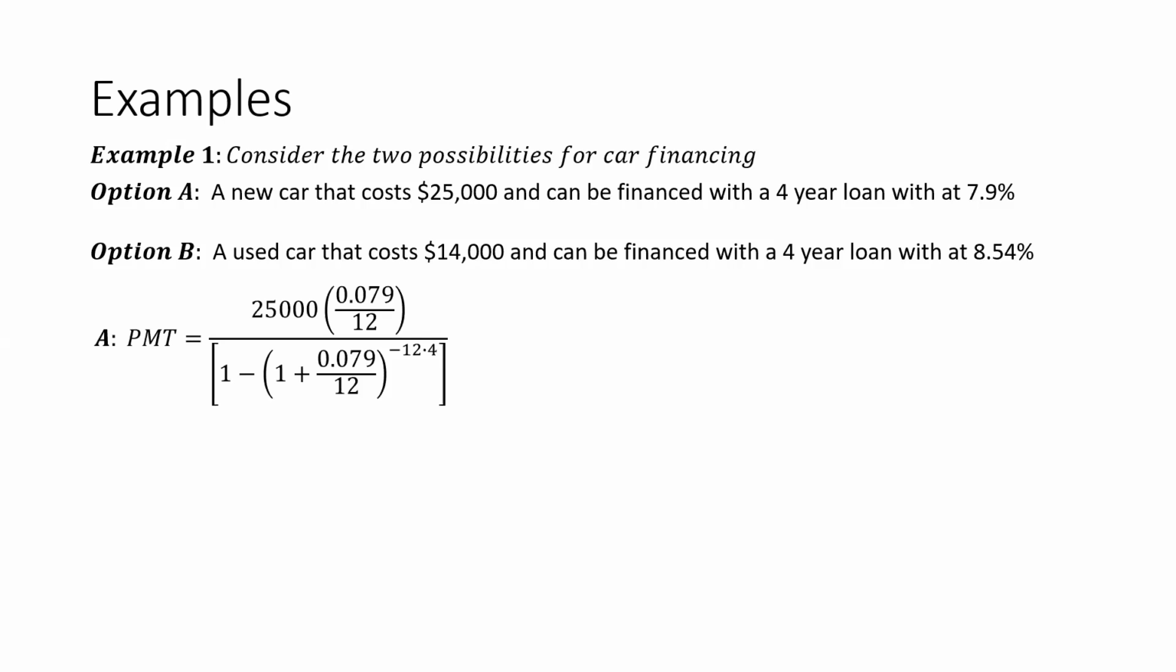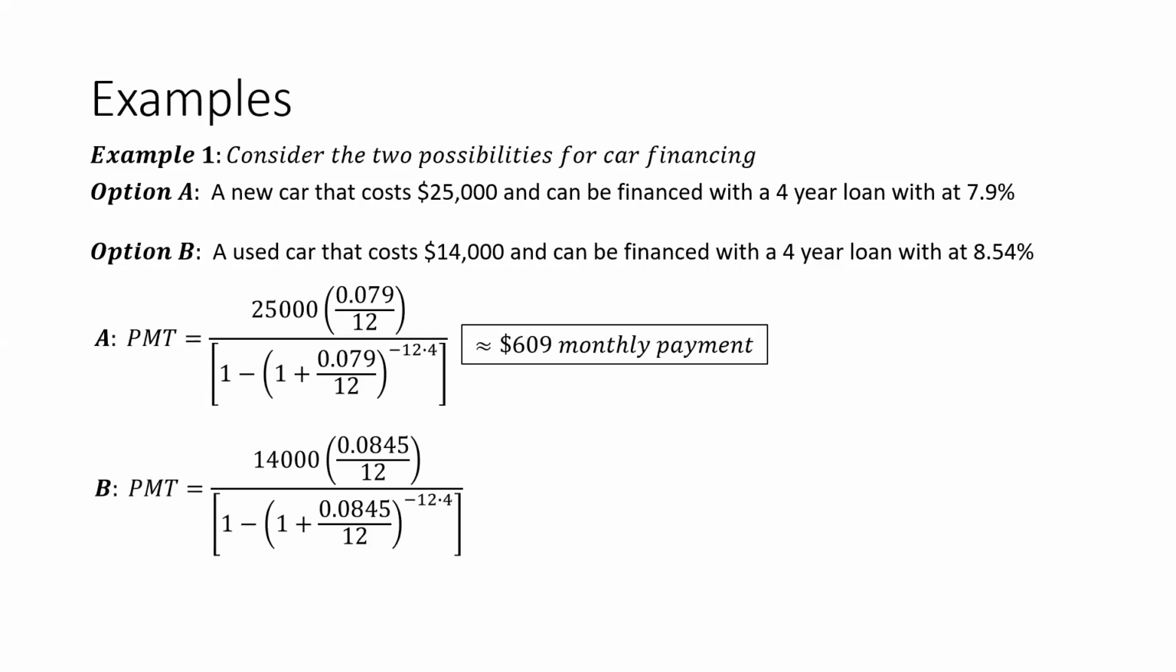So now I'm going to figure out my payment. I take my rate for option A, which is 0.079. Compounded monthly is 12. My initial cost, or the total cost of the car, is $25,000. And the duration of my loan is 4. Throw that into my calculator, and I see that my monthly payment is $609.